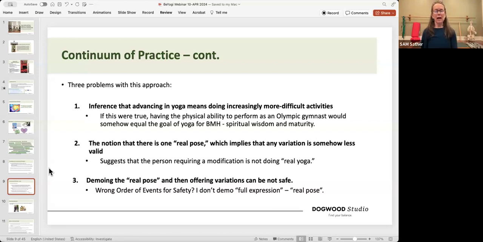So a continuum practice is really different because there are 3 problems with the other approach of teaching to the full expression. The inference is that yoga means doing increasingly more difficult activities, that's what you're going to be asked to do, and that eventually you're looking to perform like an Olympic gymnast for these poses or these activities, and that equals the goal of being enlightened.